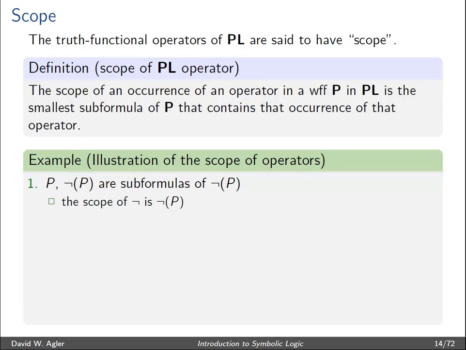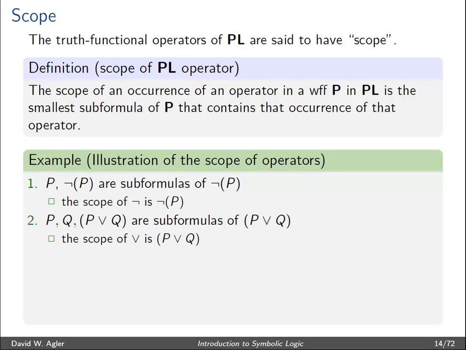So if you look at the two subformulas of not P, there's P and then not P, only one of these has the not operator. And since the smallest subformula is the not P, it's the only occurrence actually, the scope of the negation or not operator is the not P. In the case of P or Q, there are three subformulas, but only one of those contains the operator for or, the V, and that's the P or Q.